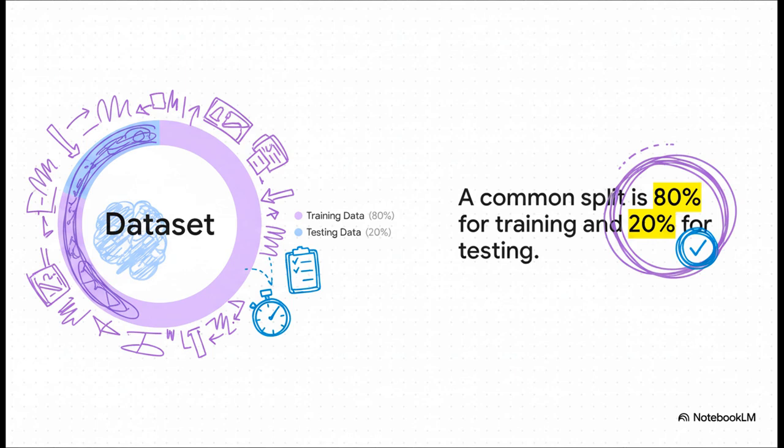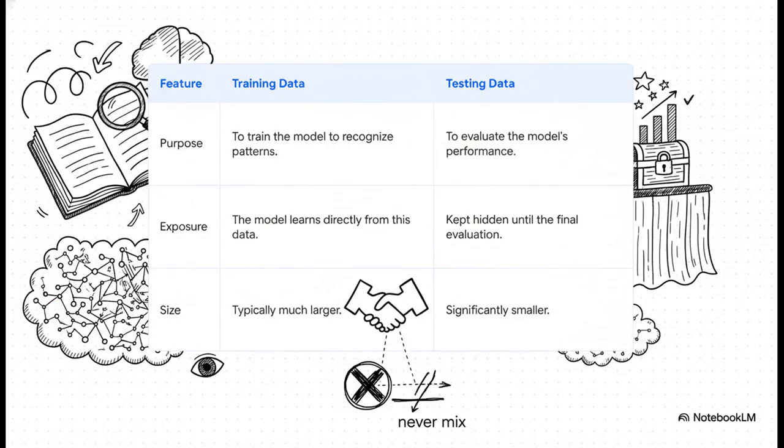So how do we split it up? Well, a really common way to do it in the industry is this 80-20 split. The model gets a whopping 80% of all the data to study and learn from. We then hold back that last 20% for the final make-or-break test. So as you can see, it spends way more time learning than it ever does being graded. The big takeaway here is that these two datasets have completely different jobs. The training data is there to teach. The testing data is there to grade. One is an open book for the model to learn from, and the other is kept totally secret until the very end. They work together, but they can absolutely never mix.